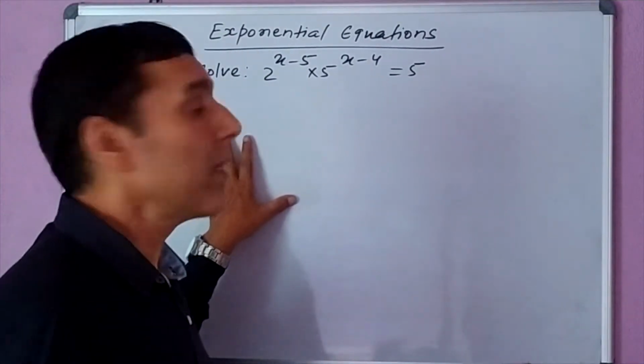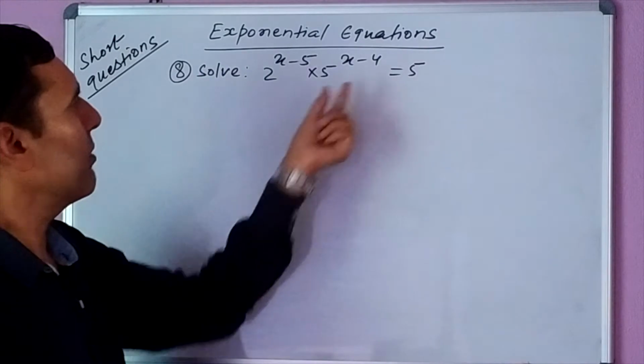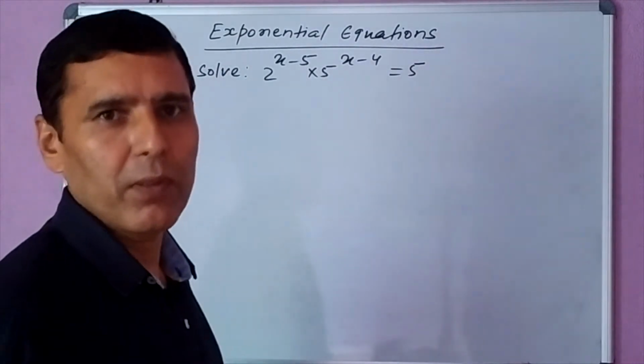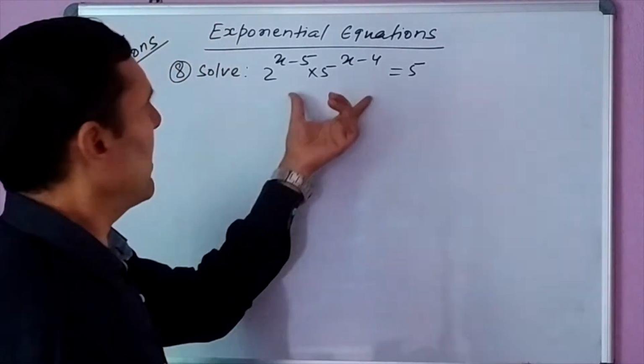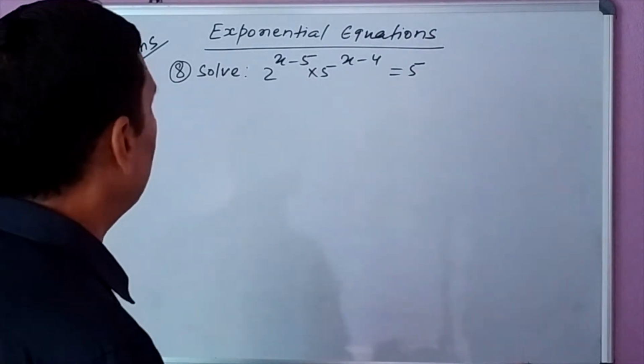Question number 8. Our question is 2 to the power x minus 5 into 5 to the power x minus 4 is equal to 5. So by solving this equation, we have to find the value of x. Let's start it.